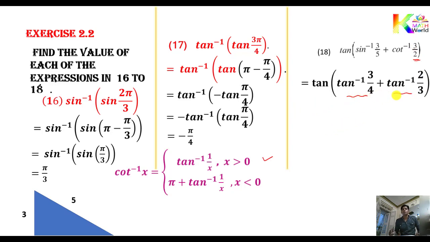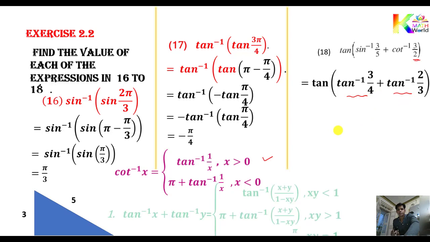So firstly you need to check the product, using this formula, tan inverse x plus tan inverse y. So what is the product? Product will be 3 by 4 into 2 by 3. 3 got cancelled out, 2 by 4, so that should be 1 by 2. It means the product is less than 1. If less than 1, then again we can use the first formula.